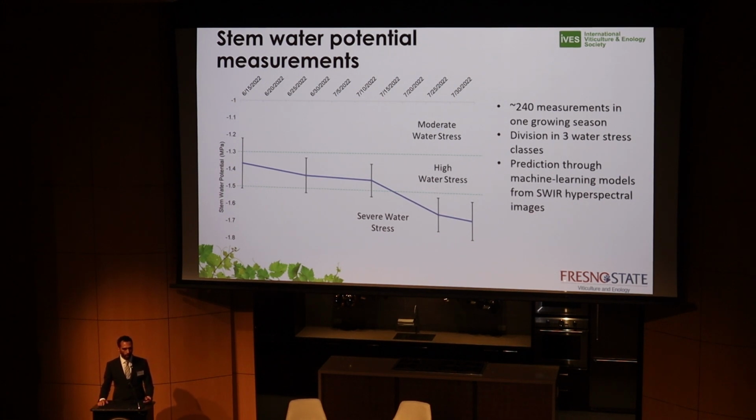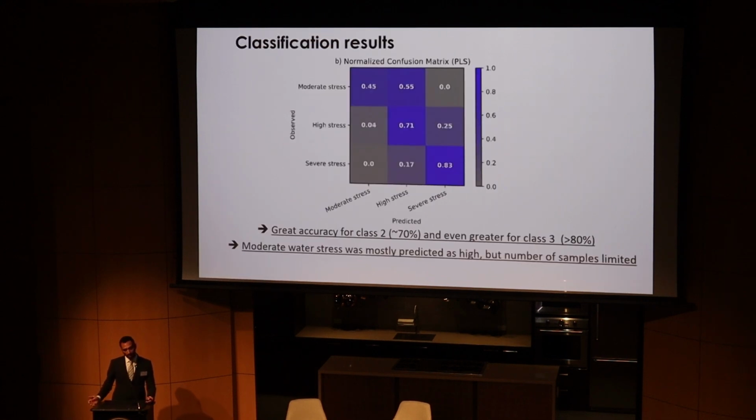And we did the prediction through machine learning models from shortwave infrared hyperspectral imagery, which again is very sensitive to water status, but that's the problem, that it is also sensitive to the water in the atmosphere. And so that's why a lot of work needs to be done in order to bring the results to ground-based information. So those are the results on the classification.